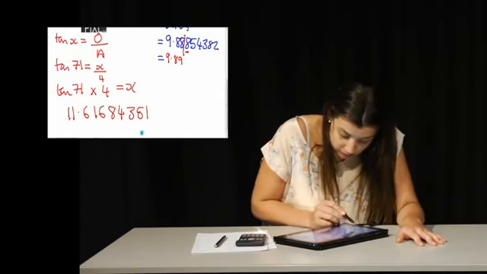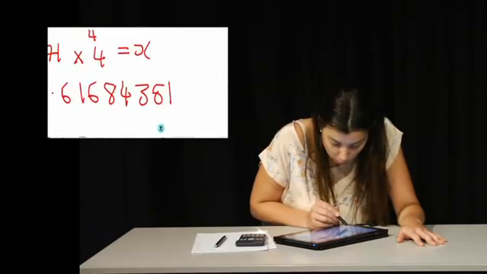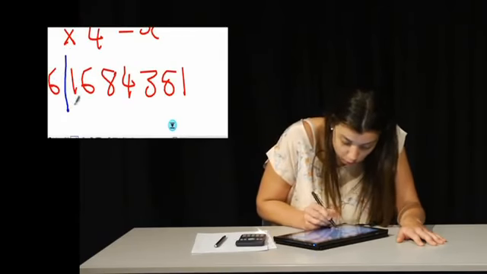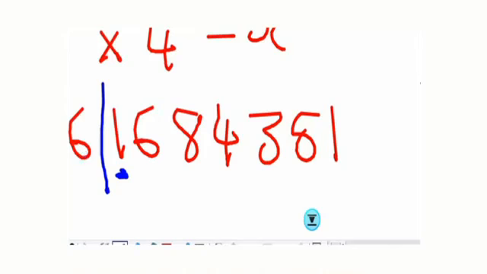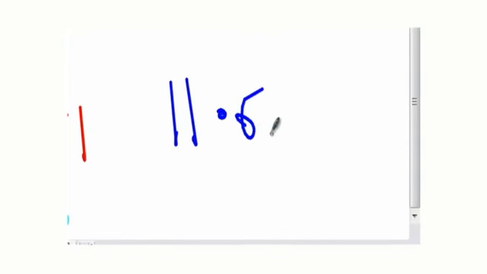3 significant figures. Starting here on the 1. 1, 2, 3. Draw your line, look at the 1. 1 is a small number, so your 6 stays the same. 11.6 centimetres rounded to 3 significant figures.